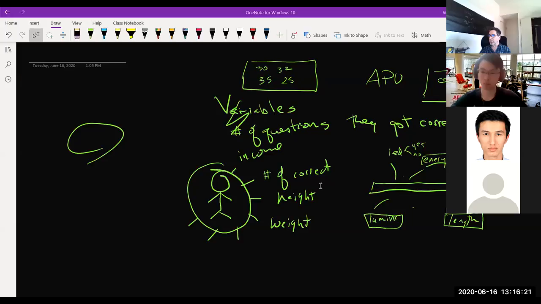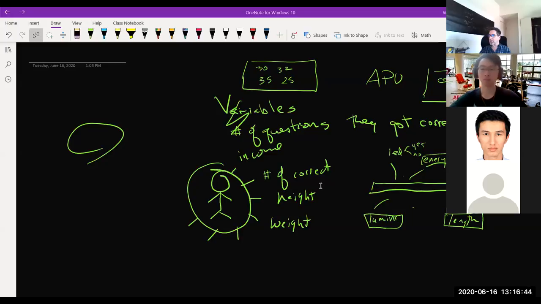What is the variable being measured here? So what's the variable being measured? Pretty obvious, it's the number of correctly answered questions. Oh, sorry, this is it, you're right. This one, the number of correctly answered questions, right? Yeah. Okay, good.